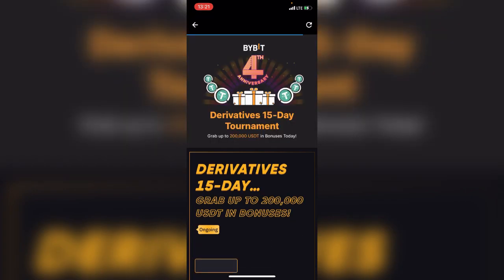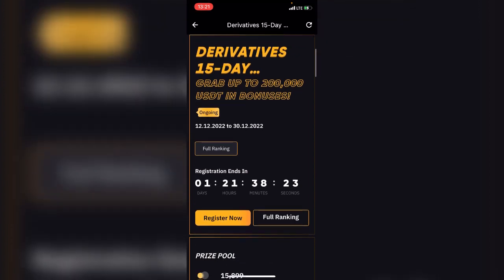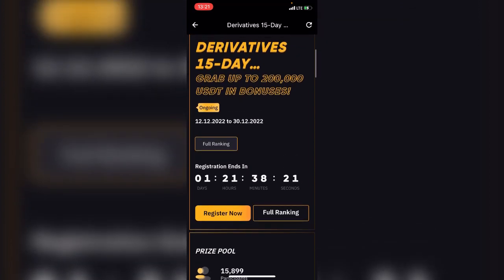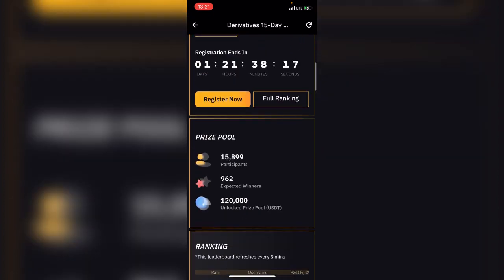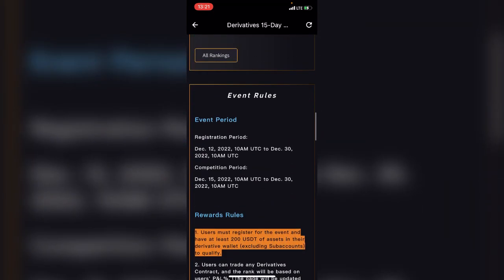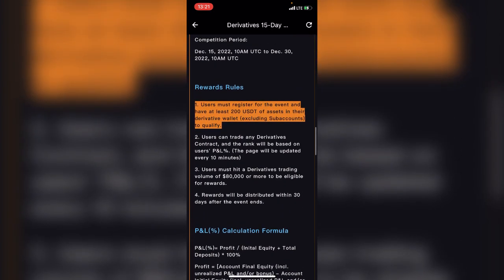Instead of trading on Binance and just trading to make profit, why not also trade and wish yourself luck by trying to win a gift? They have 200,000 USDT in bonuses ongoing. Do you understand? The only thing you do here is register. After you register, you start trading, and it will be calculating your whole P&L for you.